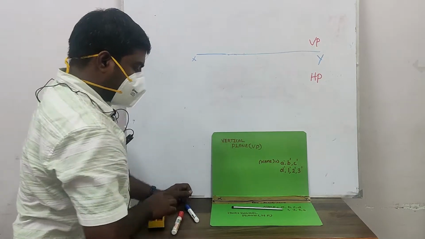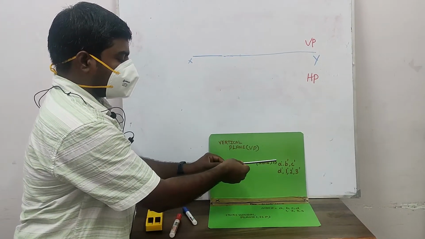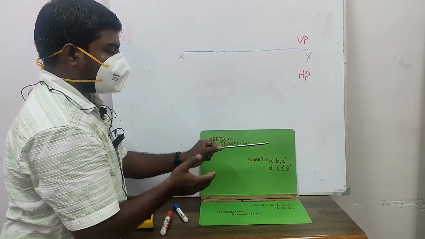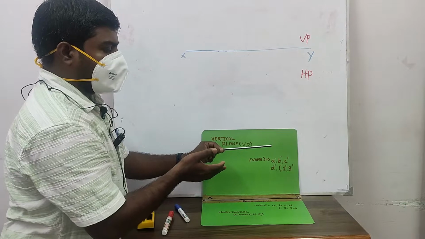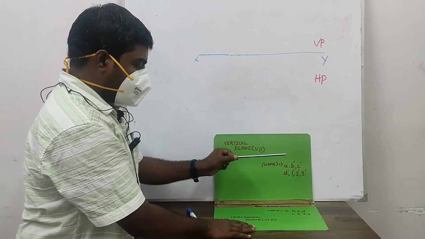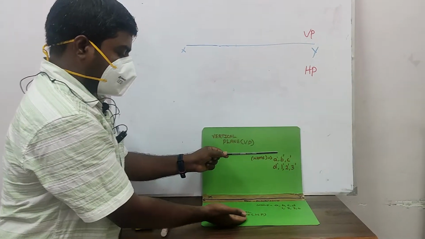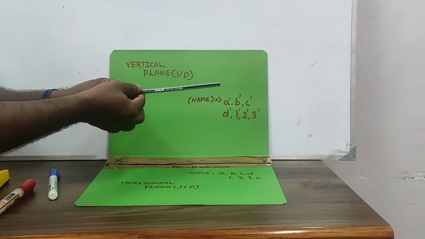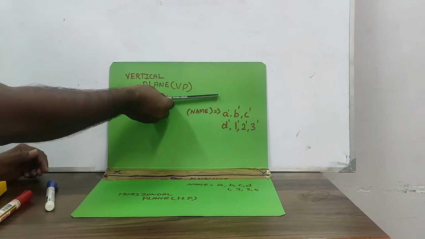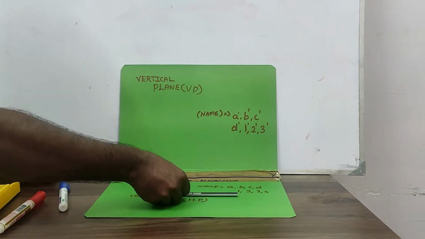Now come back. There are a few things you should know about the horizontal plane. Let us take the line like this. You should use the words above, in front of, parallel, and vertical. Let me use those words. Let me fix this position. It is above the horizontal plane, in front of the vertical plane, and it is parallel to the vertical plane as well as parallel to the horizontal plane.